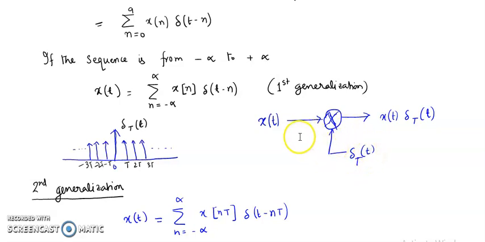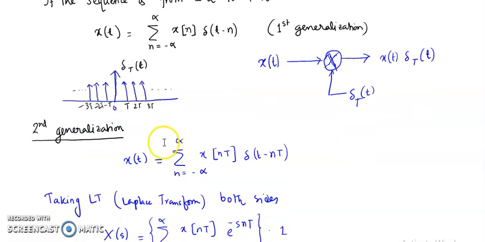Like this you can get the impulses, and you can multiply with the sample value at that point, and you will get it like this. If you add all these outputs, you can write it like this. So from here we can write the generalized form like this.